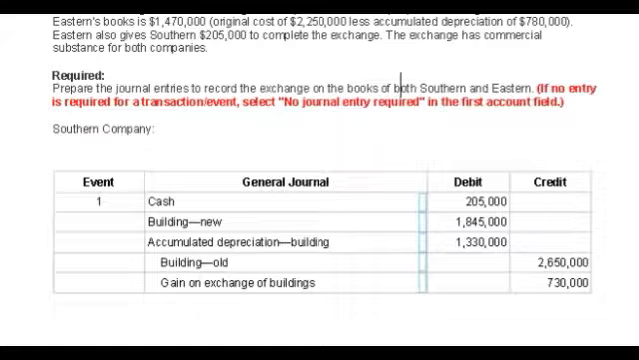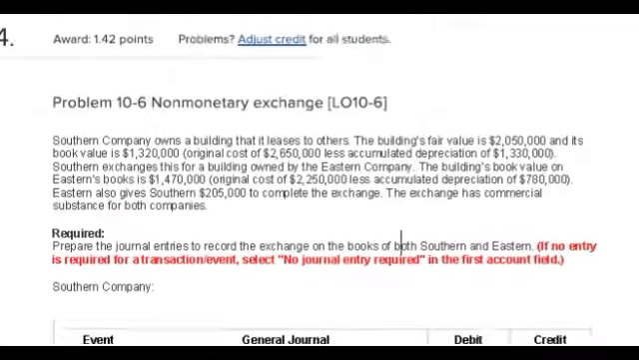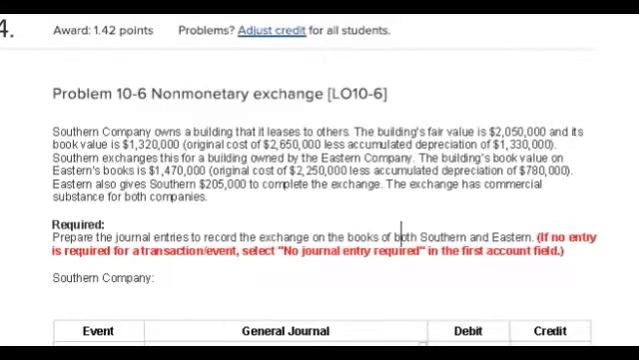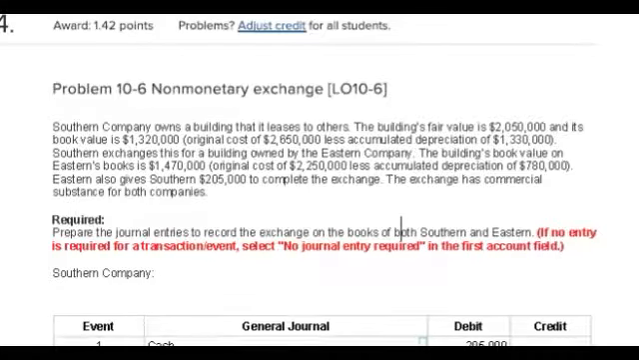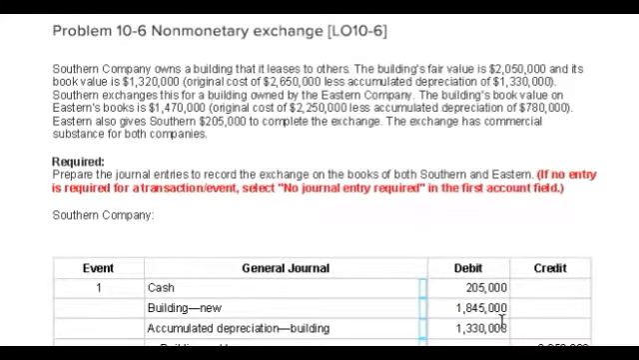So if you do the calculation, let's see, how much was in my example? The fair value was 2.05 million. And if you take out 205,000 from that, it will be 1.845. So that is the new cost that you will value the building this company is receiving from this exchange. So we will debit it, because assets should be debited, right?